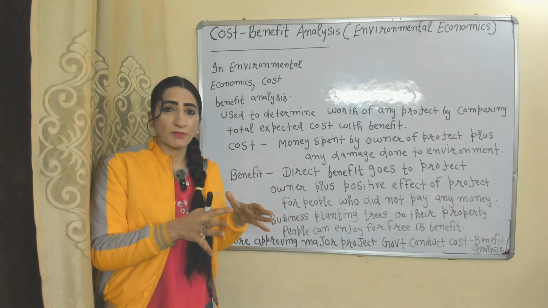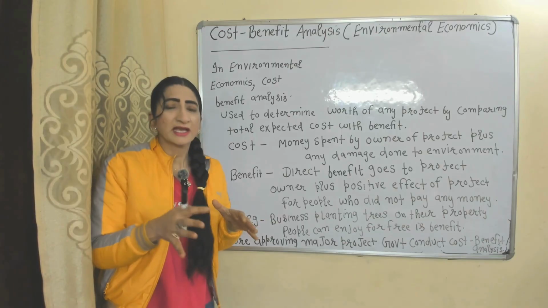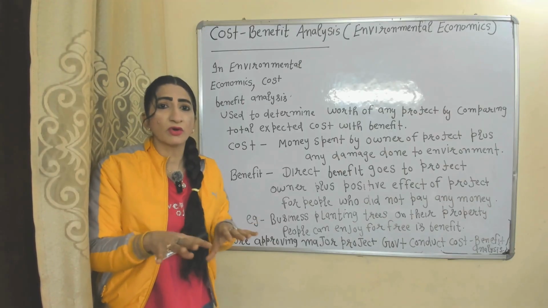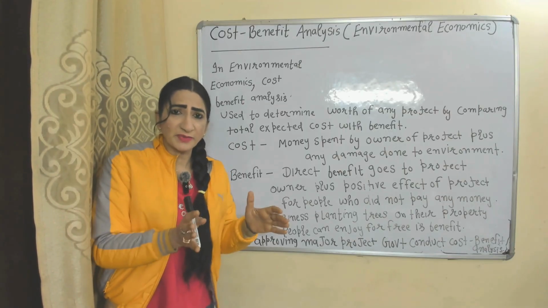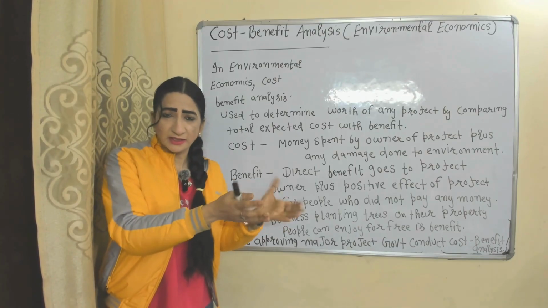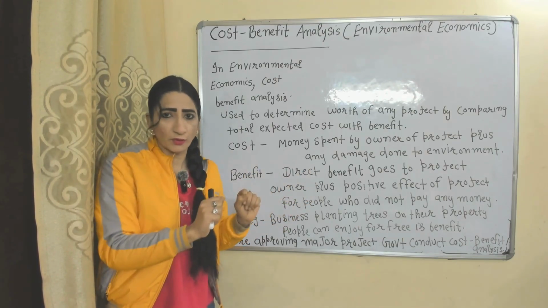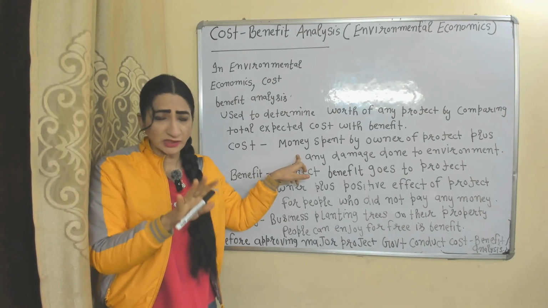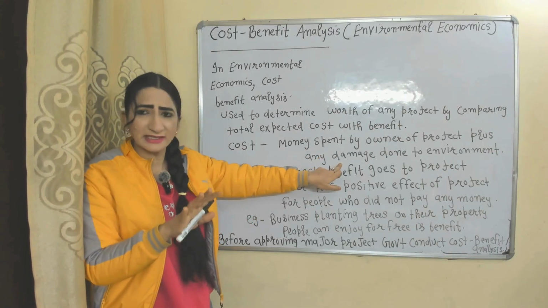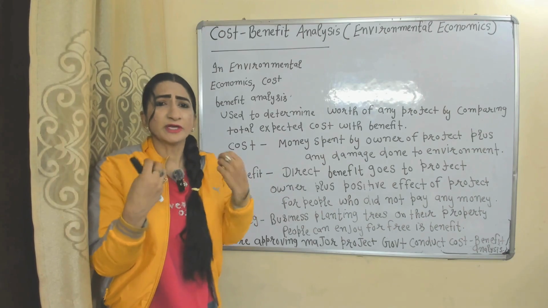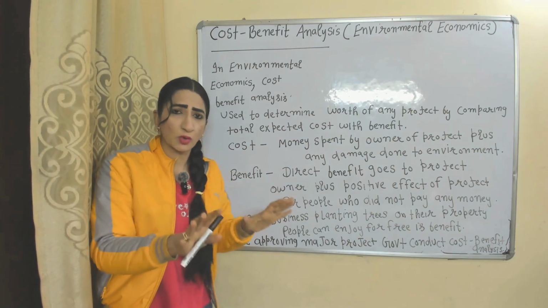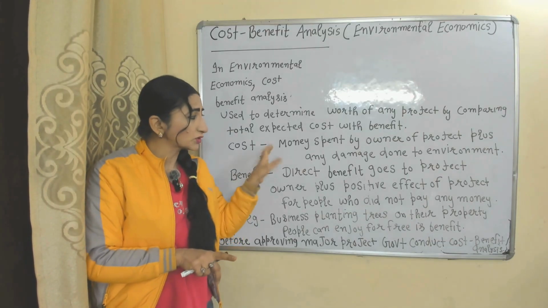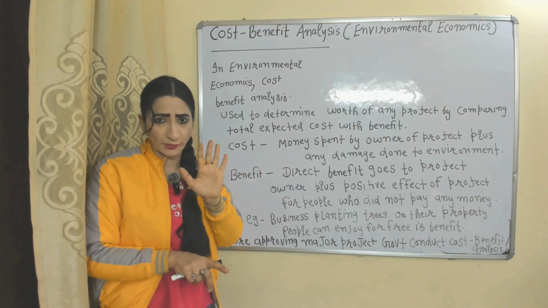Today we are going to talk about cost benefit analysis. In environmental economics, we use cost benefit analysis in order to know the worth of any project by comparing the total expected cost of the project and the benefit from the project. In cost, we not only include expenditure done by the project owner but also any damage done to the environment. For example, project work or factories cause environmental pollution. Pollution is a cost for society. This cost we also include in the total cost of the project.